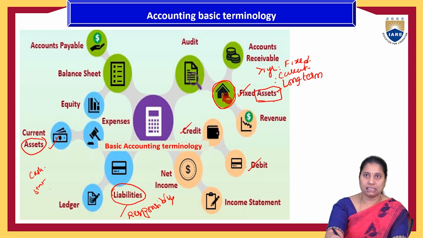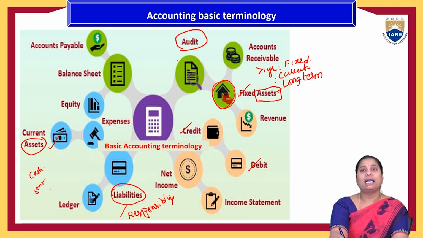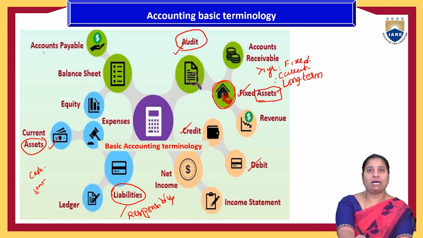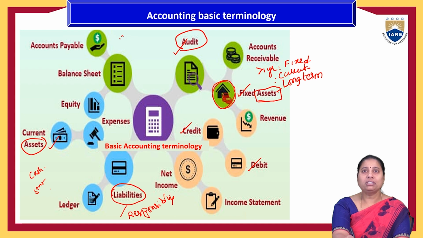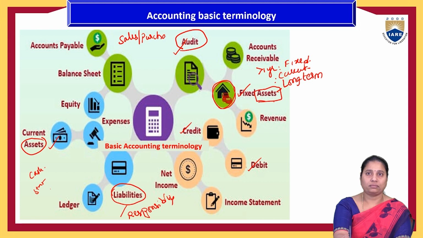And if all these books of records are done perfectly or not, if they verify, if they analyze, then that process of verifying or analyzing every transaction is called the audit. And once the sales or the purchases are done, they can be done in two ways. Either they can do cash sales or they can go for credit sales. Either they can go for cash purchases or they can go for credit purchases.